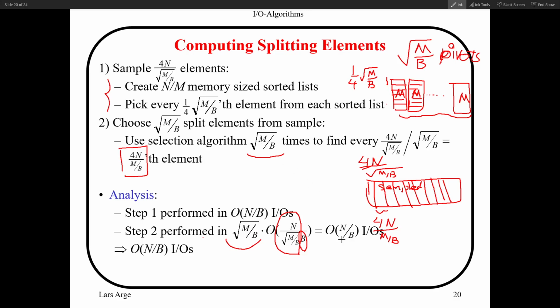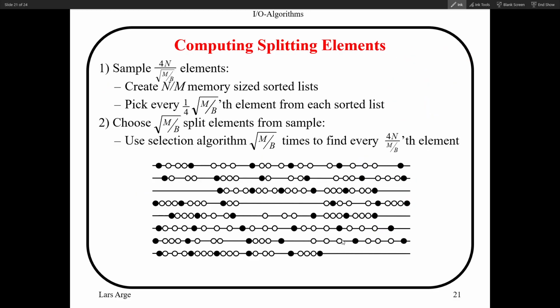But the more interesting thing is, why does it work? So now let's see why it works. This is a pictorial example of how this algorithm works. This is step 1. The black elements are the sampled elements. So I have this memory-size list, and I have sampled this many elements from each memory. Remember that the gap between the black elements is roughly a quarter of a square root m over b. That's because that's how we have selected these black elements. So that's the first step.